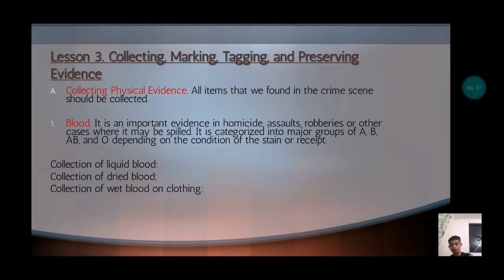And lastly is collection of wet blood on clothing. So do not fold the clothing as it may destroy the stain pattern, and do not package while the stain is still wet. So allow the clothing to dry in a room before packaging, and do not expose to sunlight or high temperature as they may destroy factors which will determine blood typing.